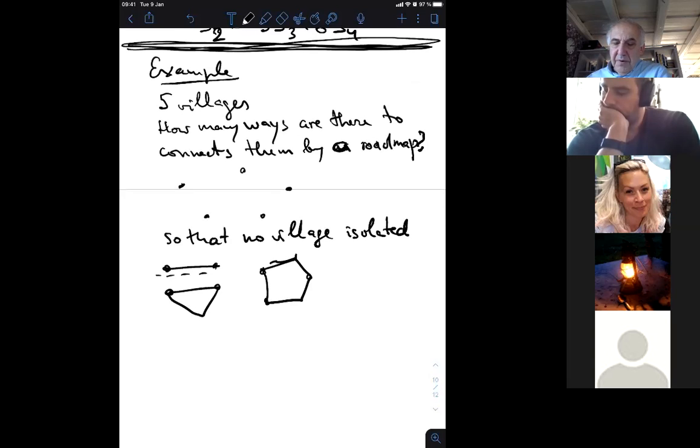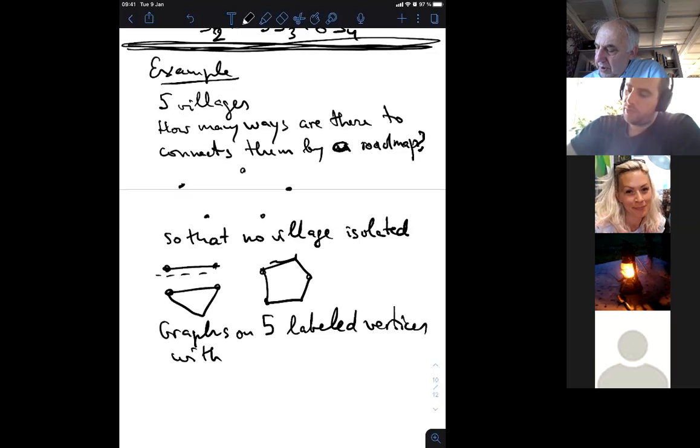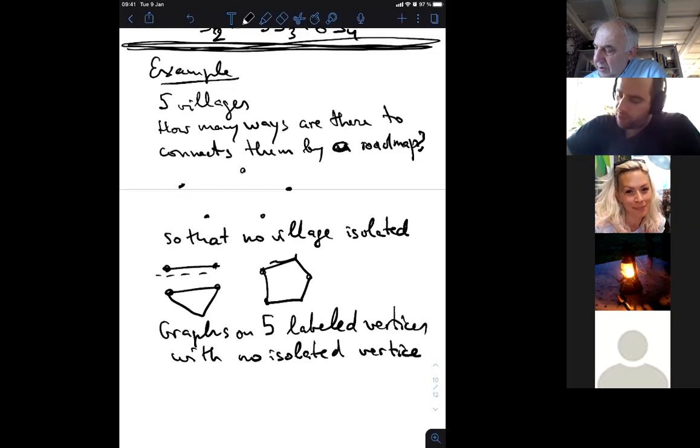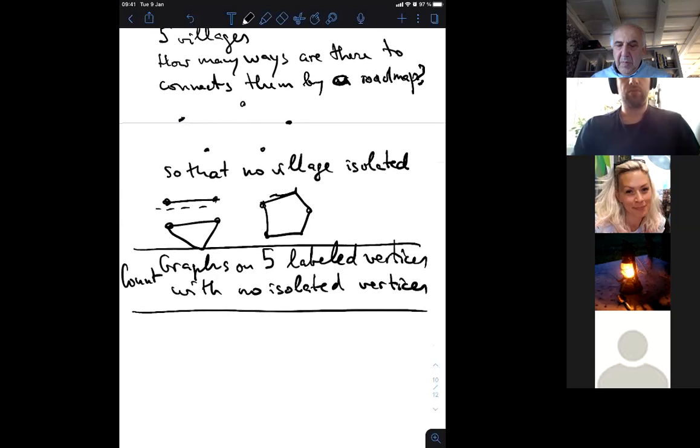So we're looking for, in other words, graphs on 5 labeled vertices with no isolated vertices. So we want to count graphs on 5 labeled vertices with no isolated vertices. Okay.